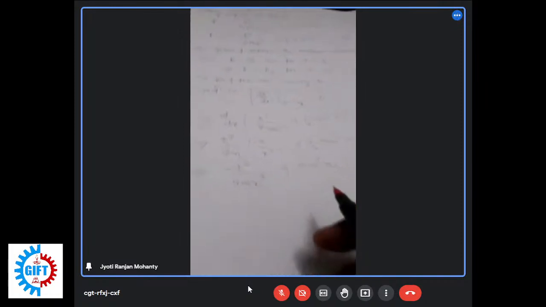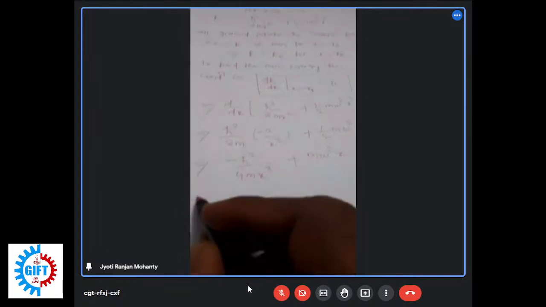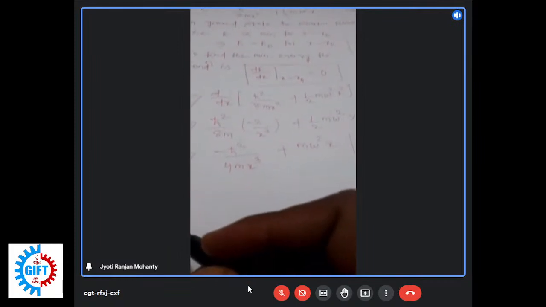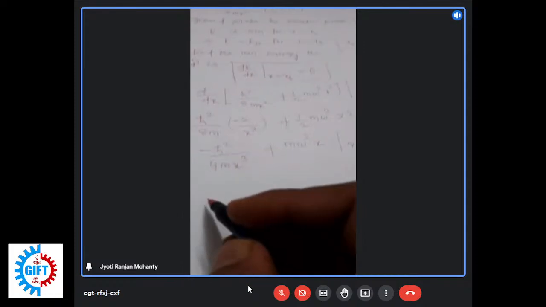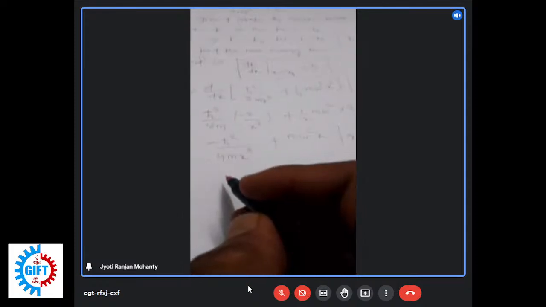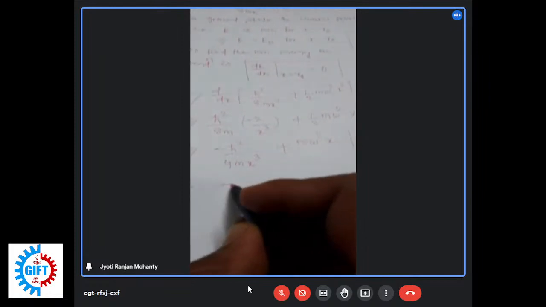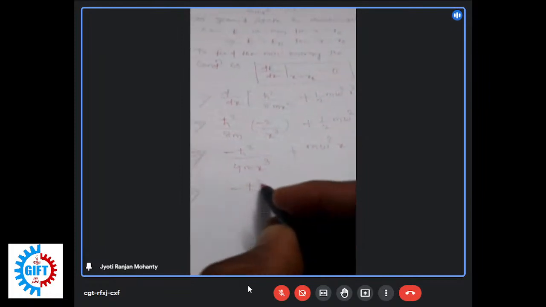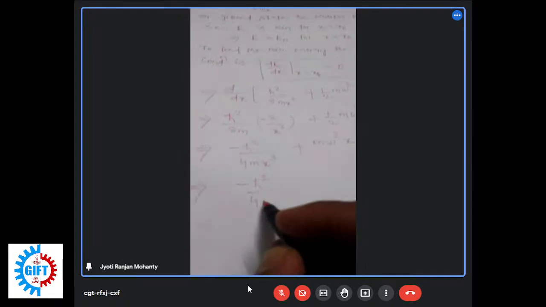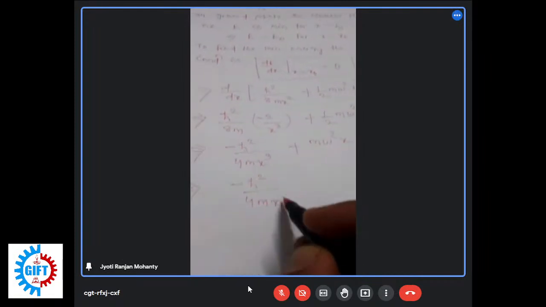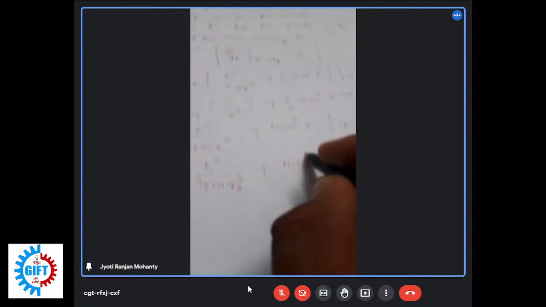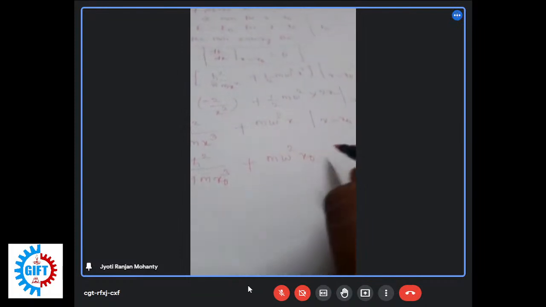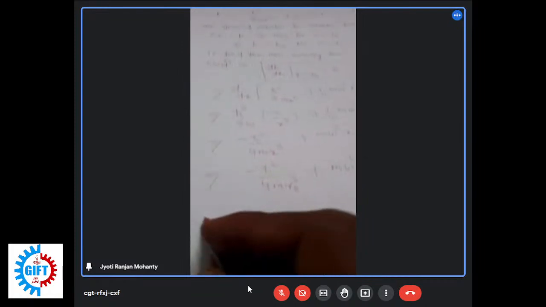Okay, so this implies, now you put the value of x equal to x0. What will be your answer? Minus h cross square by 4m, in place of x you put x0, plus m omega square x0 is equal to 0.